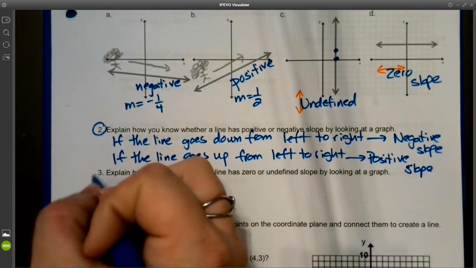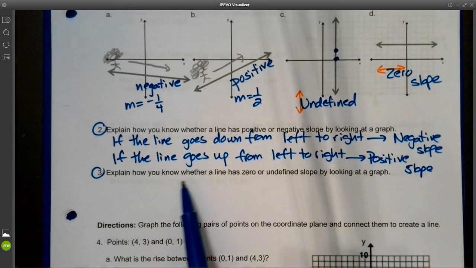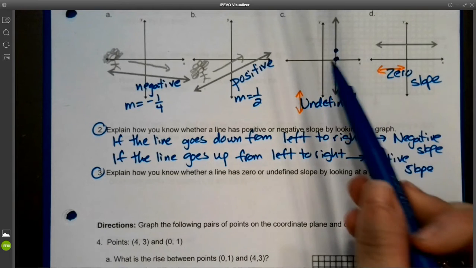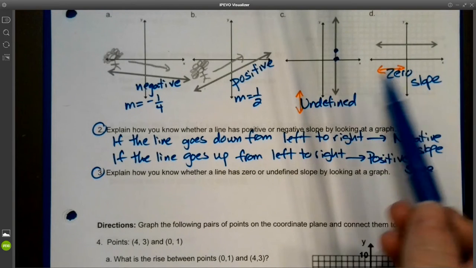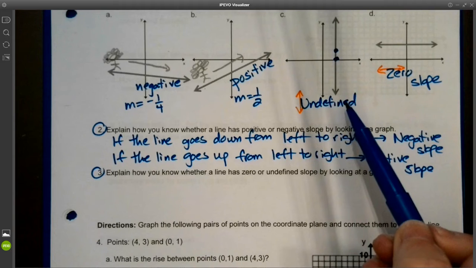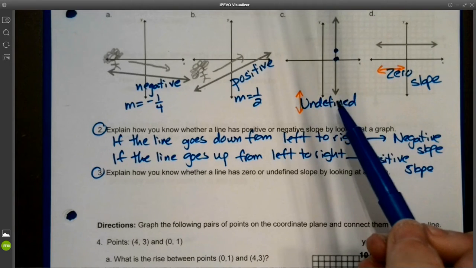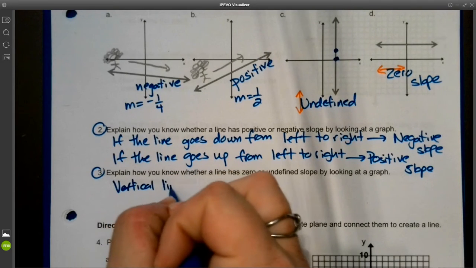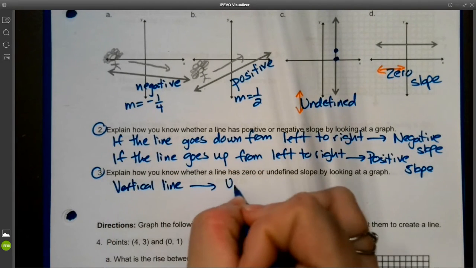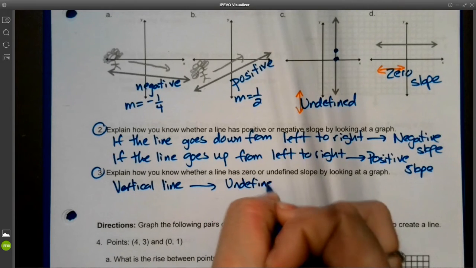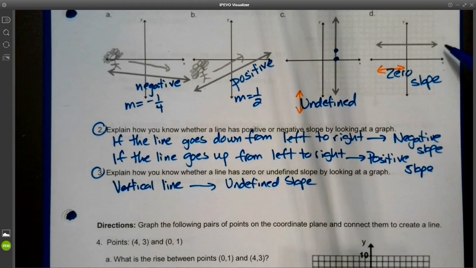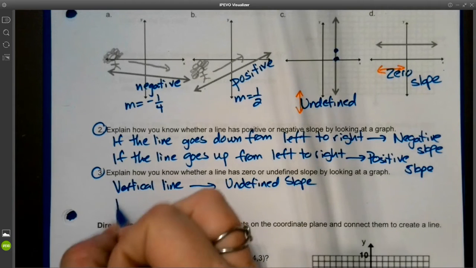So I'm going to look at 3. And 3 says, explain how you know whether a line has 0 or undefined slope by looking at a graph. We've already covered this with C and D. For all vertical lines, vertical lines will always have undefined slope. So if I have a vertical line, what type of slope do I have? Undefined slope. And if I look at D, that's a horizontal line, and all horizontal lines will have 0 slope. So I'm going to write that down here.